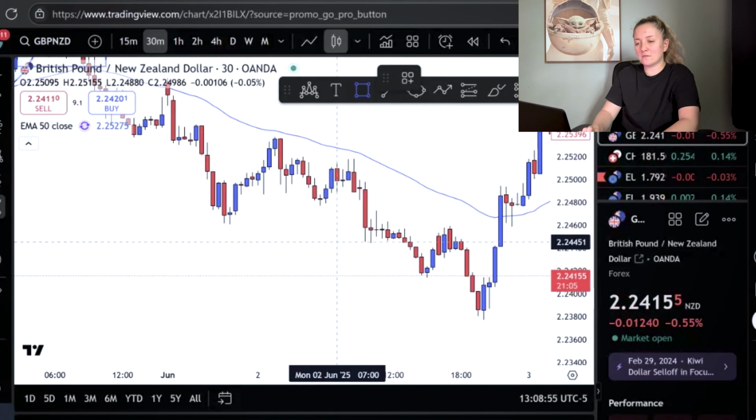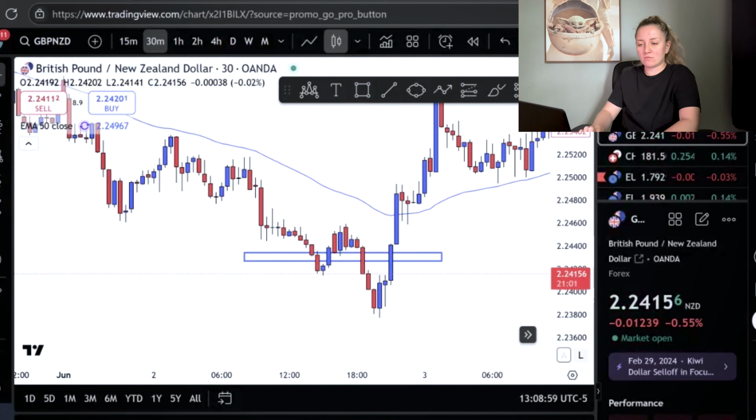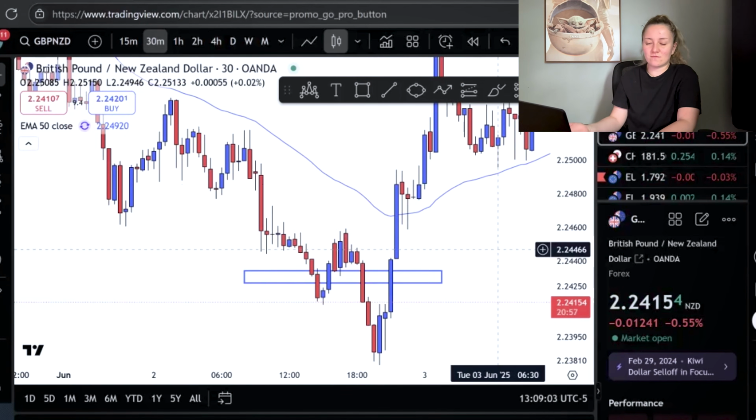The best way I can describe it is, a valid area for me personally needs a minimum of 3 touches, and it needs to have a reaction off of that area, okay? So for example, if we were to draw an area of support right here, okay? This is our support and resistance zone.